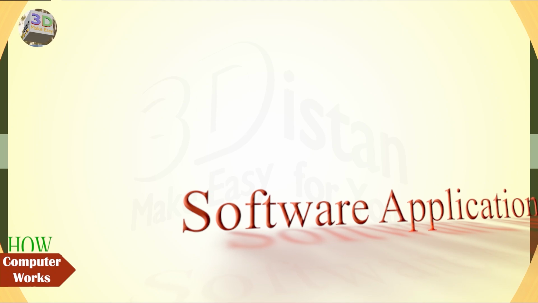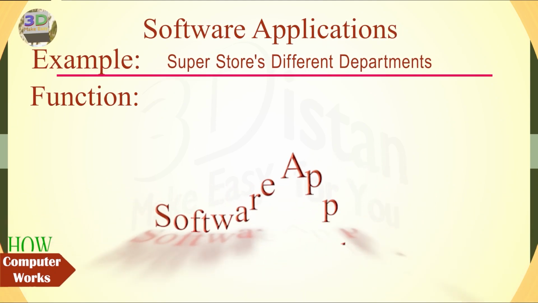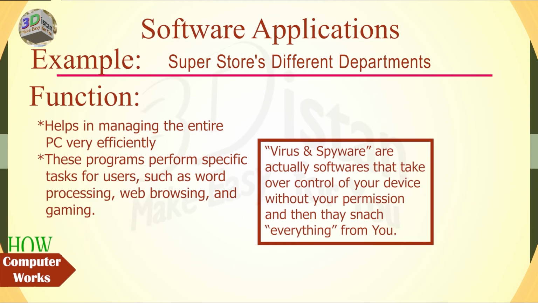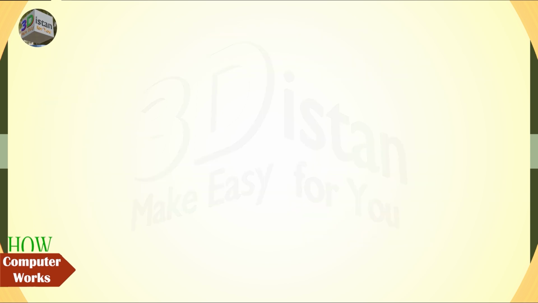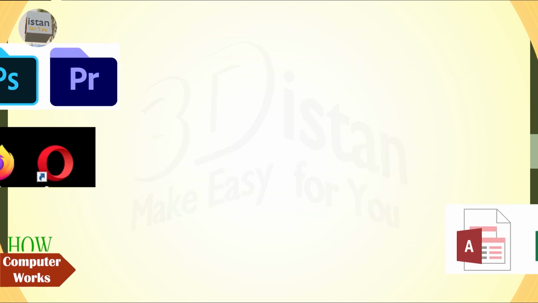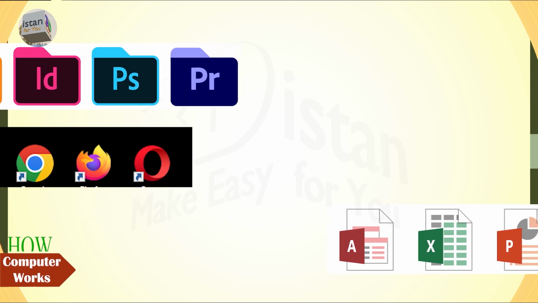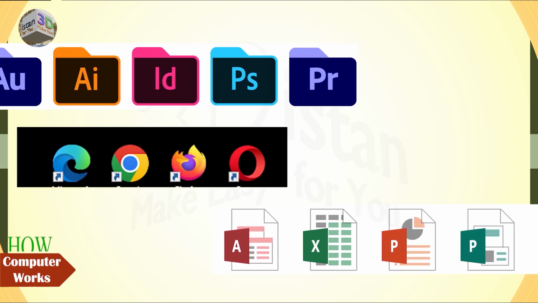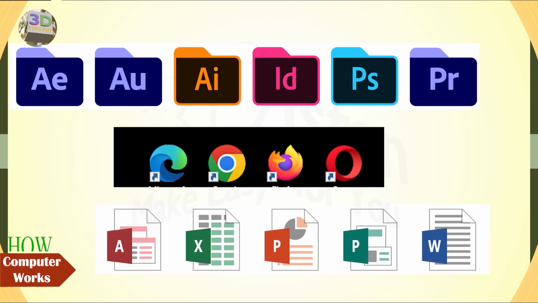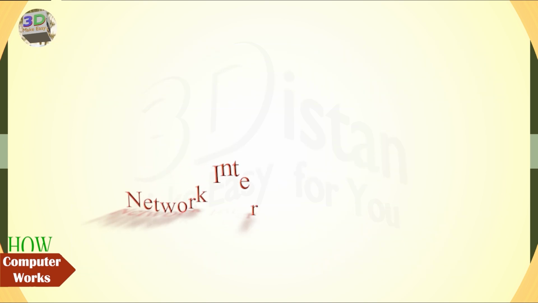Software applications. Example: different departments in the store, like pharmacy, cosmetics. Description: if someone wants to extend their superstore and make different departments, it will be much easier to manage the whole store very efficiently. These programs perform specific tasks for users, such as word processors, web browsers, and games.